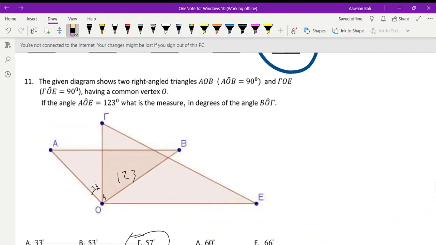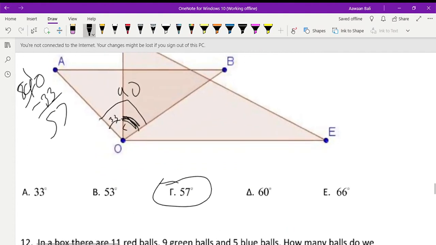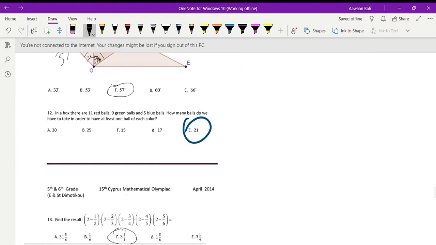Now we're trying to find beta and gamma, which is this. And since we know this angle is altogether 90 degrees, we can just do 90 minus 33. We get 57. So therefore the answer is gamma, 57 degrees.